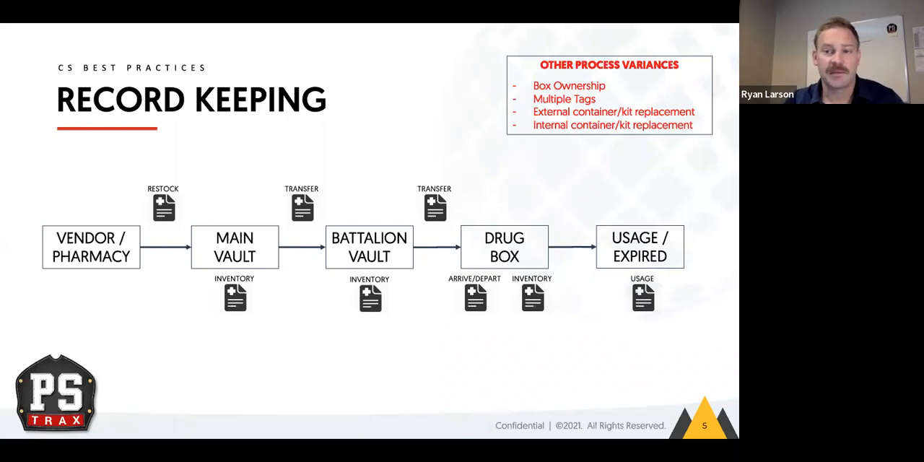And I highlighted some of those variances in the upper right here. So you may have box ownership, meaning that once someone takes control of the box, no one else can log anything on that box until that one person that controls it relinquishes control. You may be doing tag numbers. So if you have different colored tags, or when a box gets opened, if you're breaking the seal and then adding a new seal when it gets used, we can track that as well. So there's a lot of different variances, different concepts that we see. But overall, this is a high level view of what's most common.